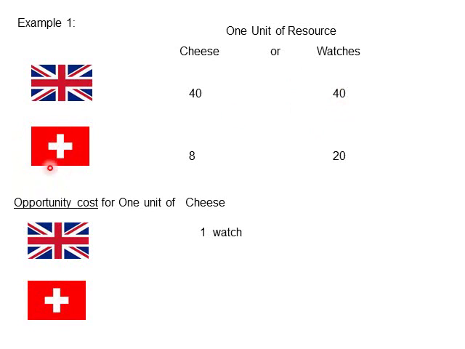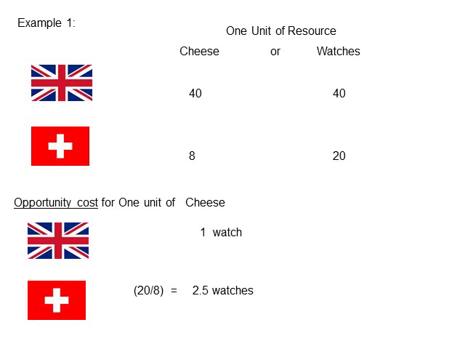Okay, now for the Swiss, their ratio is either they produce 8 units of cheese or 20 units of watches. Now to find out how much the Swiss have to give up when they produce 1 unit of cheese, we need to divide this number by 8, and we must do so on the other side. So to find out the opportunity cost for 1 unit of cheese, we take 20 divided by 8, and the Swiss must give up 2.5 watches for every unit of cheese.